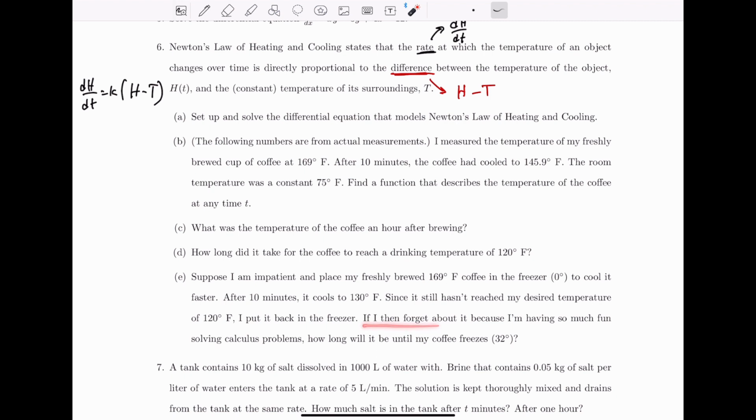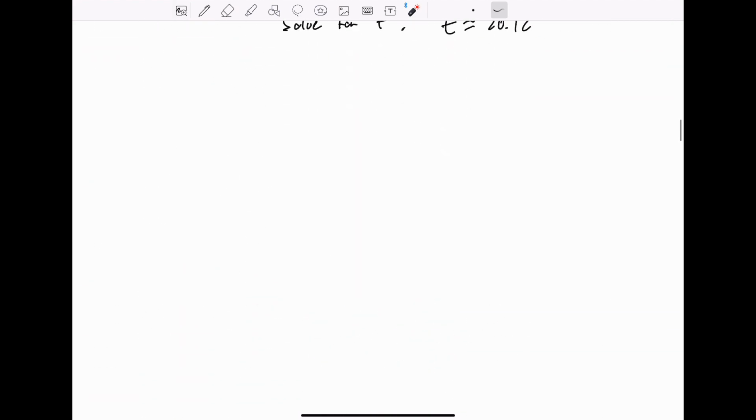And then if I forget about it, because I'm having so much fun solving calculus problems, I want to know how long will it be until my coffee freezes, which is 32 degrees Fahrenheit. Now, I don't tend to forget about coffee, so this isn't really very realistic, but let's go ahead and solve it anyway. So to solve this one, we need to go back to the original equation that we had from solving Newton's law of heating and cooling.